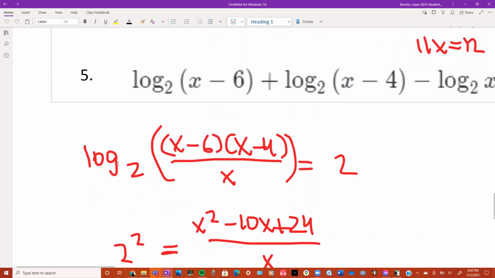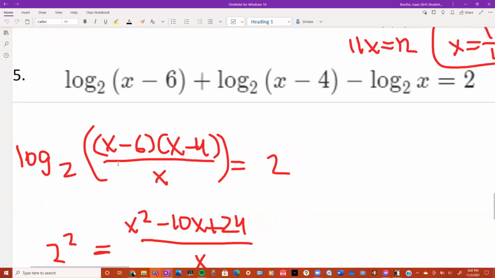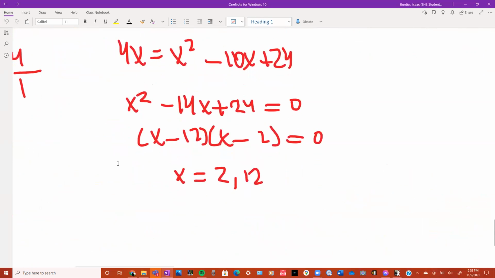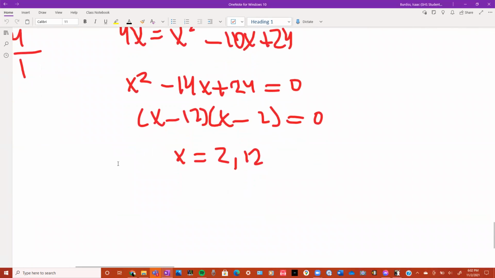12 minus 6 is 6. That works. 12 minus 4 is 8. That works. X equals 12, that works. And then 2 minus 6 is negative 4. So sometimes positive ones don't work. So this time 2 doesn't work and only 12 does. Don't even have to go any further. So x does not equal 2, it only equals 12.